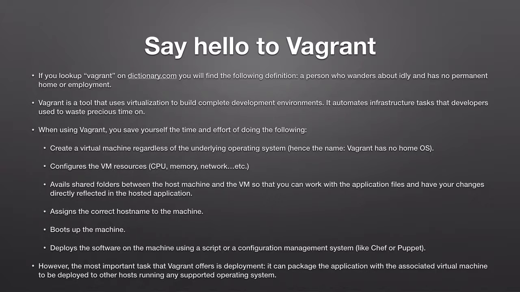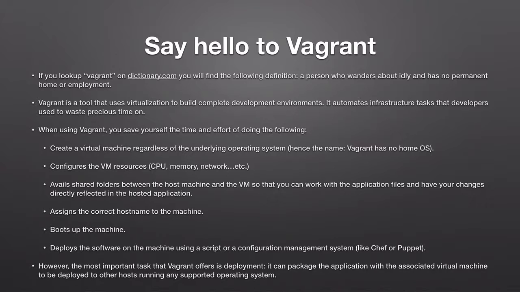Next, it assigns the correct host name to the machine, and nearly every software is relying somewhere or another on the host name of the machine to be correctly set. So Vagrant takes care of this for you. It assigns the correct host name to the machine, it boots up the machine, and it deploys the software on your machine using a script or a configuration management system like, for example, Chef or Puppet.